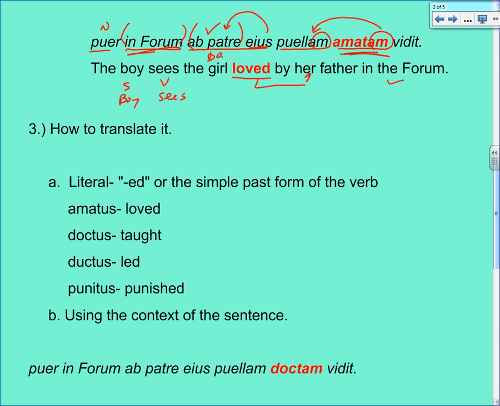You could have forum with vidit. You might have to use context there to decide whether or not the boy sees the girl in the forum or whether the boy sees the girl and she's being loved in the forum. You'd have to use context. Not that big of a difference.